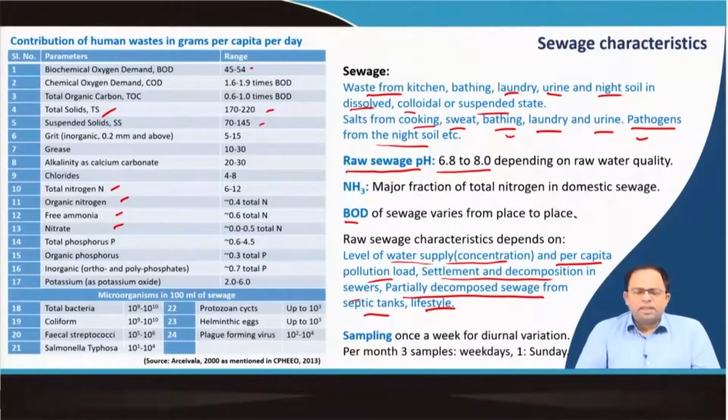The sampling strategy for sewage should consider the diurnal variation throughout a day, the variation in the flow of sewage. Usually we take 3 samples per month, 2 from weekdays and 1 from a Sunday, to determine the sewage characteristics. If there is some change, accordingly we can readjust the existing processes in the sewage treatment plant and change certain parameters based on our surveys.